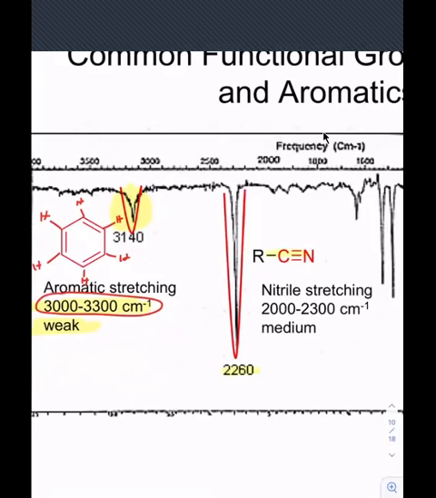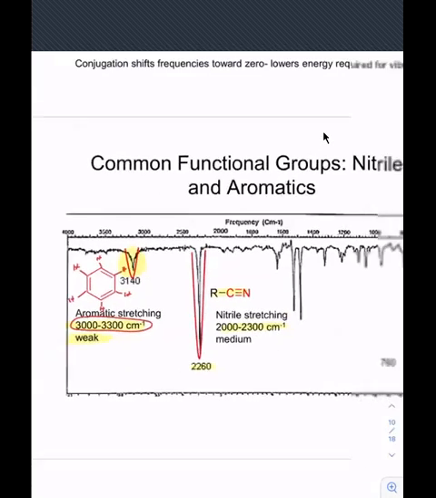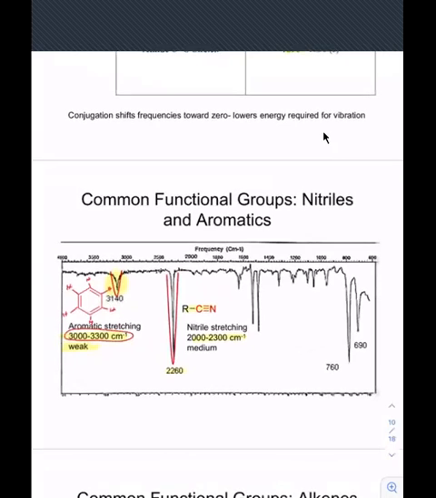All right. So your nitrile, 2000 to 2300, and that's a medium stretch because of the width. It's not a very thick peak or a thick spike. It's thin, but it is a little bit more intense than a weak stretch. So we call it a medium stretch. Any questions about anything so far?